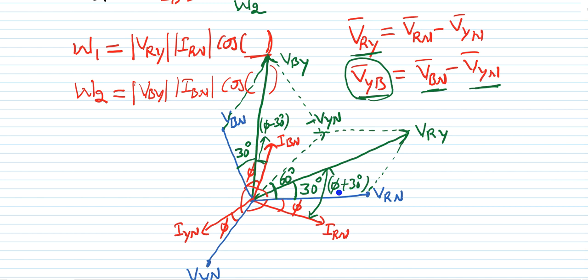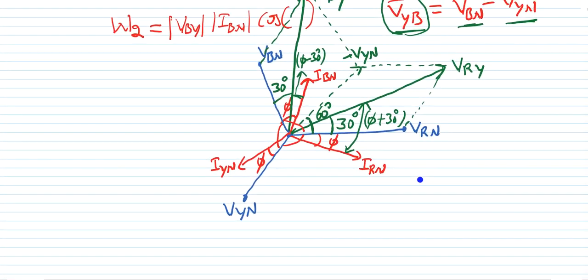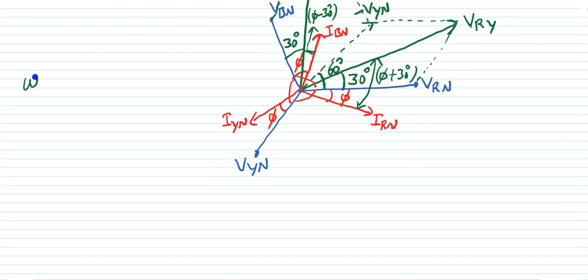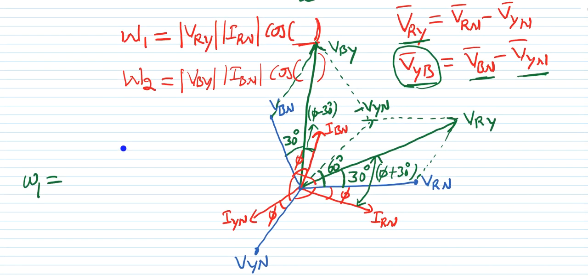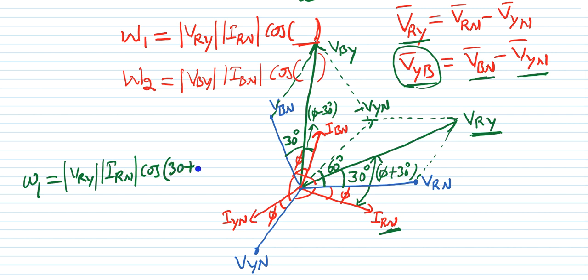So like that you can define the angles here. Now come back here. After getting all the information in this phasor diagram, I have to write what is W1. W1 is nothing but VRY times IRN times cos of the angle between VRY and IRN. What is the angle difference between these two? It is nothing but 30 plus phi. So this is the angle we are getting from this equation.